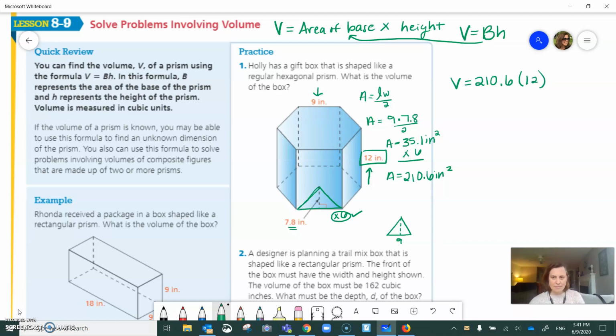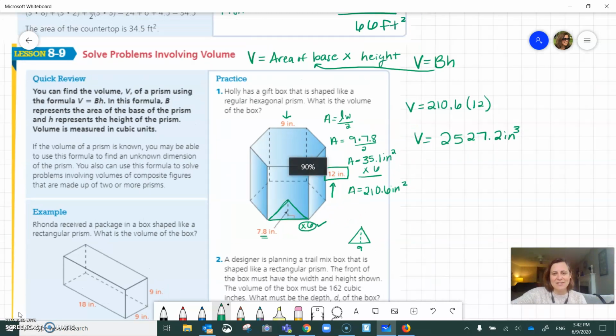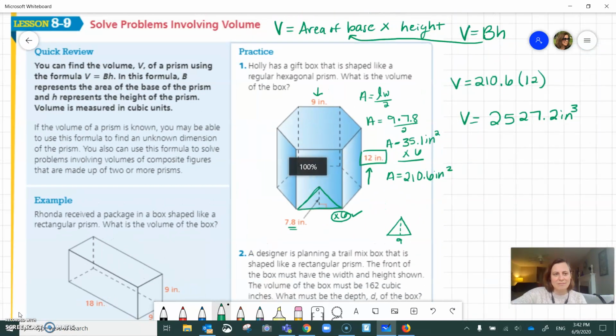And the answer that I'm getting, the volume of this hexagonal prism, is 2,527.2 inches, and because it's in volume, those inches are cubed because it's filling up the figure. And now I'm going to check the answer key and see if I'm right. I'm right. Okay, so let's move on down to, whoops, number 2.